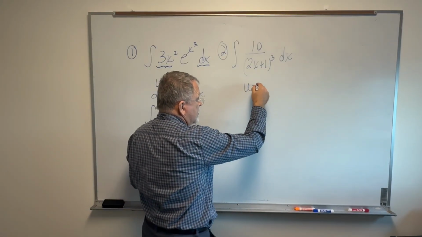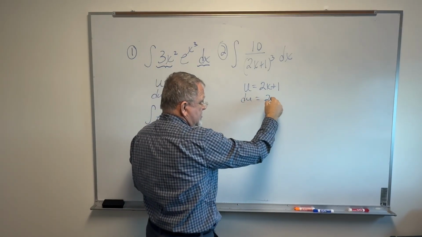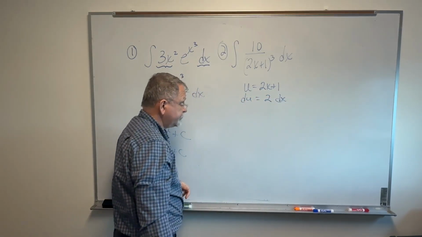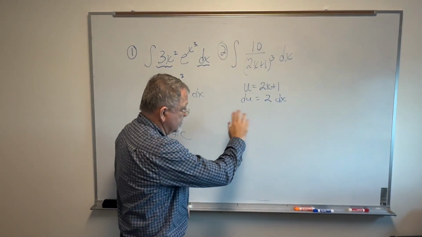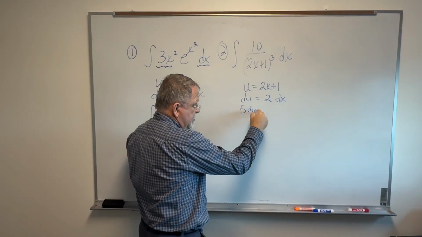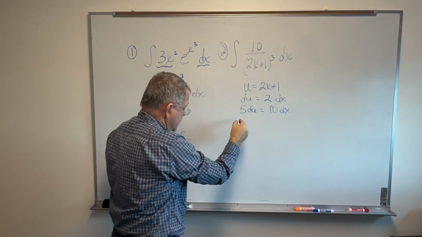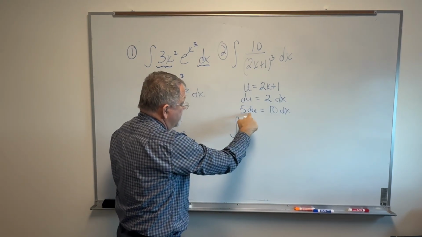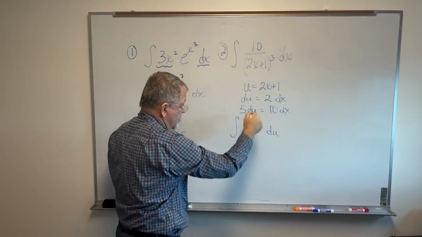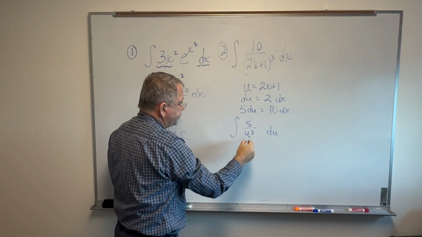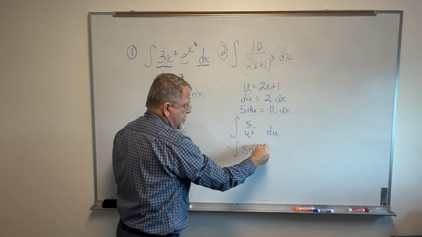So I'm going to pick u equal to 2x plus 1. Du then is equal to 2 dx. Now I've got a 10 up here, so what's the same as 10 dx? Let me multiply both sides by 5. 5 du is the same as 10 dx. So that's going to allow me to rewrite all of this. So I've got the integral of 5 du, all over u cubed. That's also written as 5u to the negative 3 du.